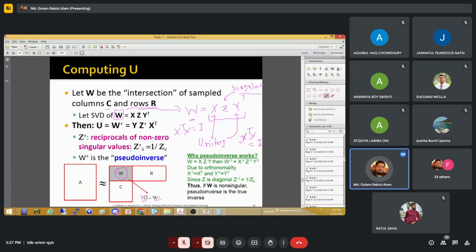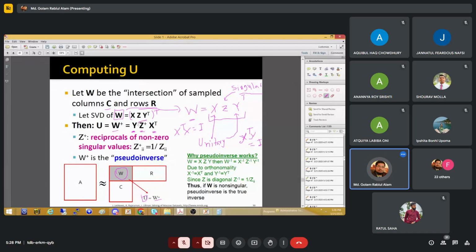Now what we have to do is find W plus. So what is W plus? In W plus, we have to transpose this again. In such a case, what will we get? We will get Y, then G transpose and also X transpose. Okay, G transpose and X transpose.